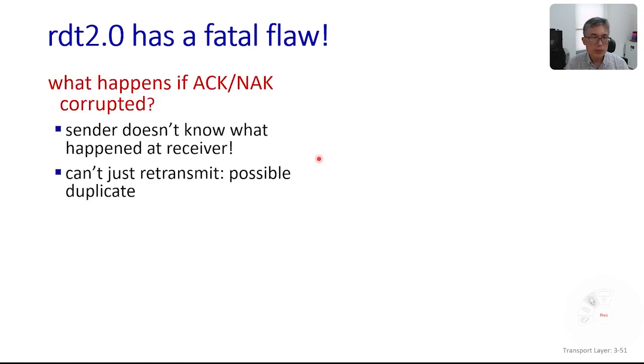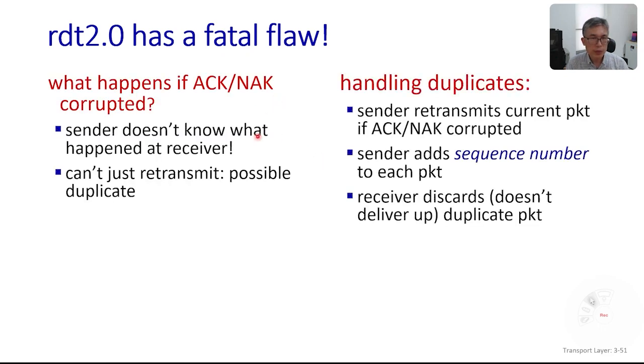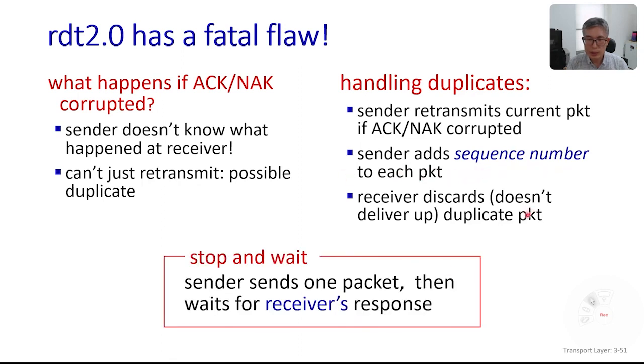RDT version 2 has a fatal flaw. What happens if the acknowledge or negative acknowledge, this control message, is corrupted? This is about handling duplicate ACKs. The sender retransmits the current packet if the acknowledge or negative acknowledge is corrupted. To avoid duplicate reception by the receiver, we can add a sequence number to each packet. So with stop and wait, the sender sends one packet and then waits for the receiver's response.